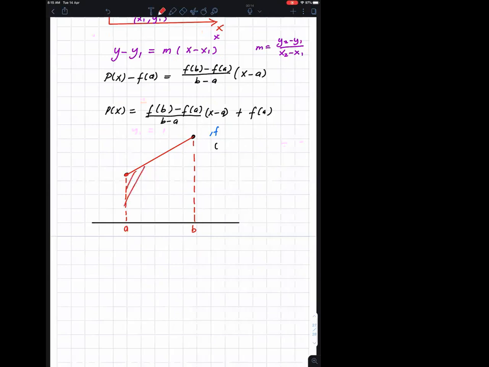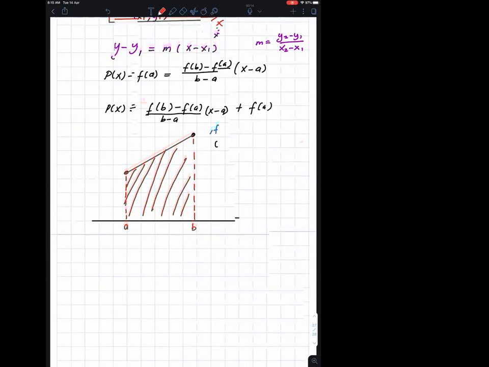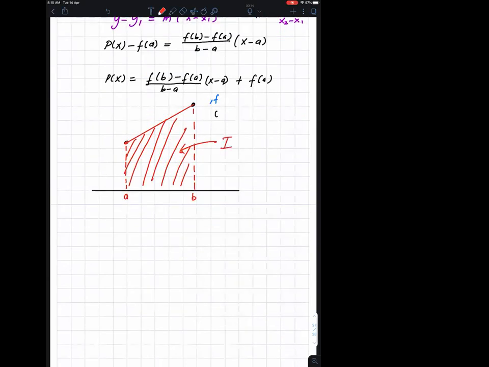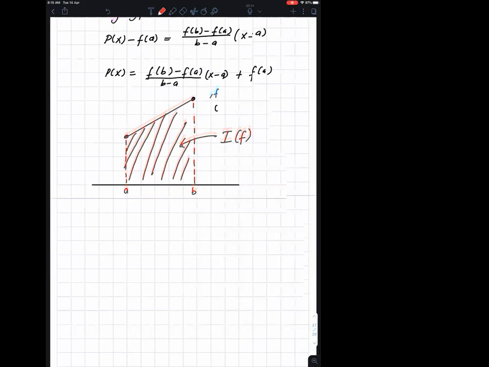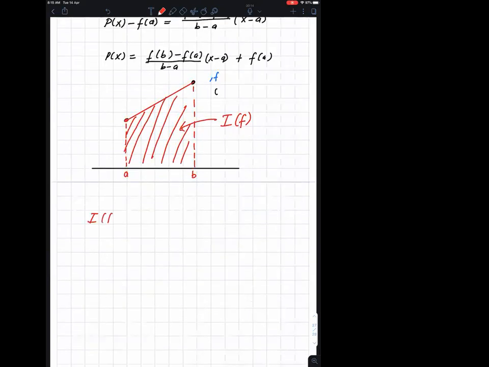You want to find the area. This area, we call it I as a function of f. So this area can be found. So this is the equation of the line. We found the equation of the line.